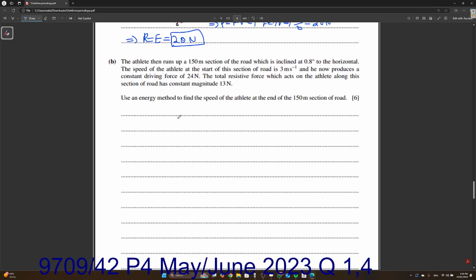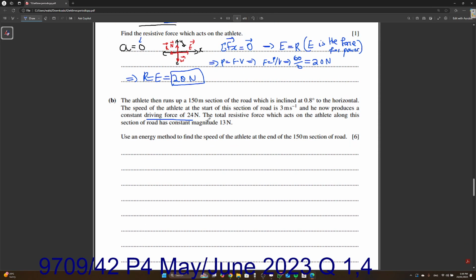Easy as. The athlete then runs up a 150 meter section of the road, which is inclined at 0.8 degrees to the horizontal. So now he's on an incline, okay? The speed of the athlete at the start of this section of road is 3 meters per second. And he now produces a constant driving force of 24 newtons. Driving force is what they call this E. The total resistive force which acts on the athlete along this section of road has a constant magnitude 13 newtons. Use an energy method to find the speed of the athlete at the end of the 150 meter section of road.